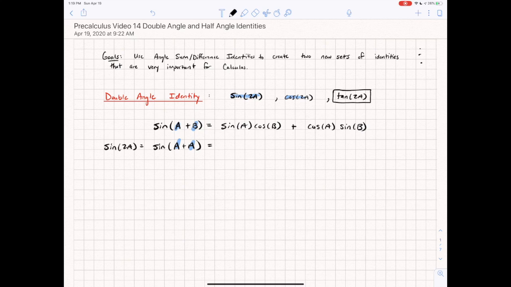So I can actually use my angle sum formula, and in place of b, I'm just going to use another a. So the formula would essentially be sine of a cosine of a plus cosine of a sine of a. Right? There's just no more b's. Everything's in terms of a.